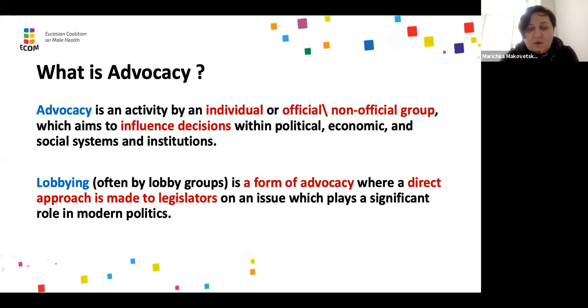Also, an element of advocacy may be the lobbying process. Lobbying is a form of advocacy where we approach legislators or legislative bodies directly. So we may have some issue, let's say gender policy or availability of substitution treatment or any other issue, and for this we need a legislation change, and that's why we use lobbying as an instrument, as a tool to make this change.